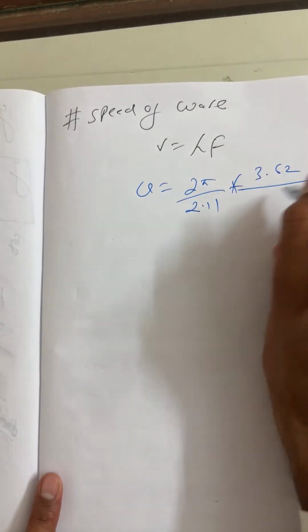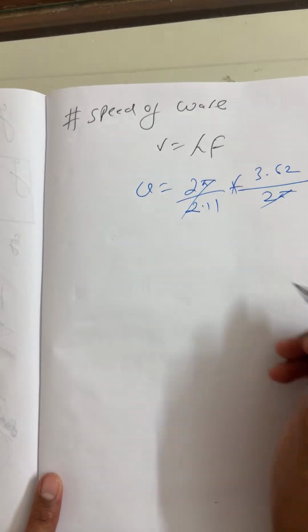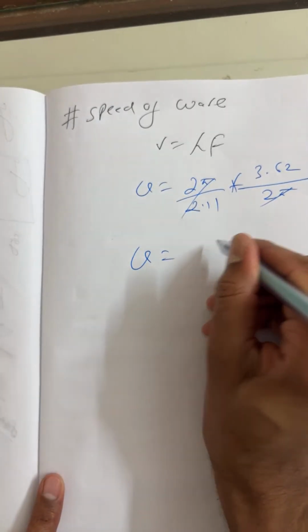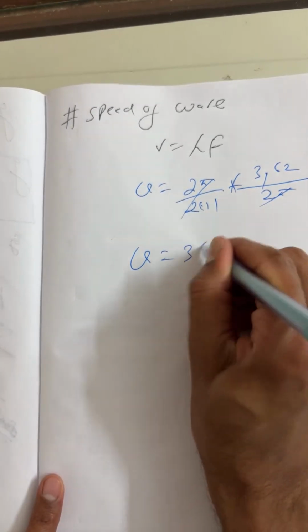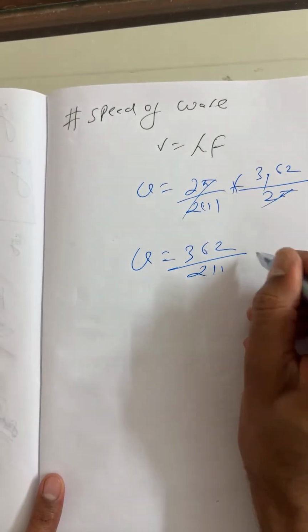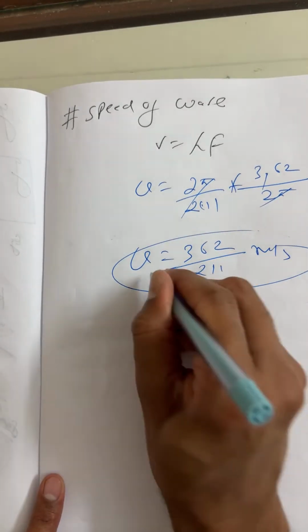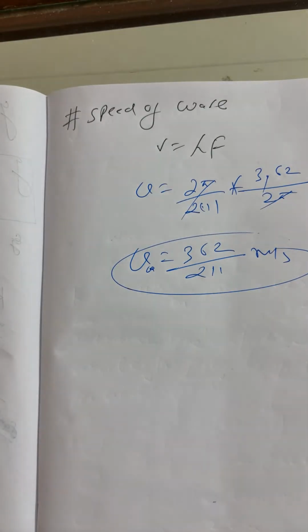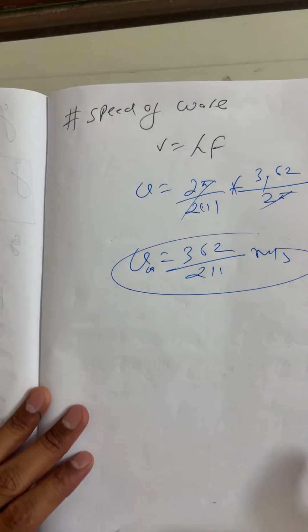3.62 upon 2 pi cancel there. So we can say this two decimal cancel, 3.62 by 2.1 meter per second. It's the velocity of wave. Okay, so now I can say students, these are all fundamental questions. Okay, fine. Let's move to the next question.